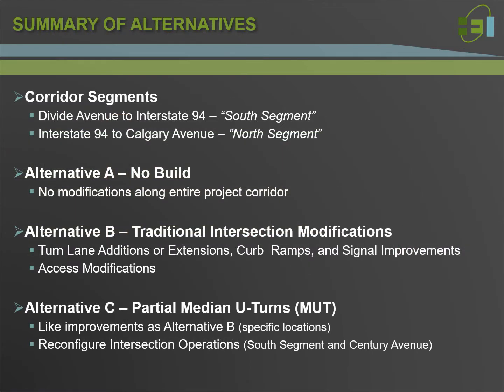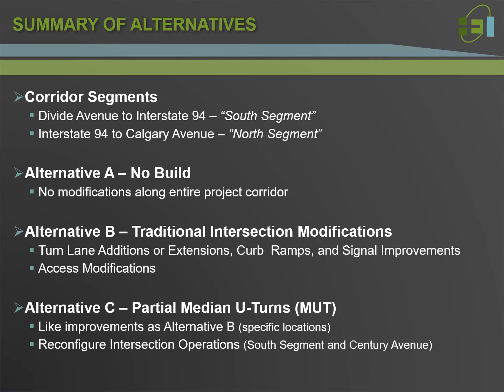The project alternatives have been grouped into two segments along the State Street project corridor. The segment from Divide Avenue to Interstate 94, referred to as the South segment, and the segment from Interstate 94 to Calgary Avenue, referred to as the North segment. Overall, there are three primary alternatives proposed for the intersections within these State Street segments.